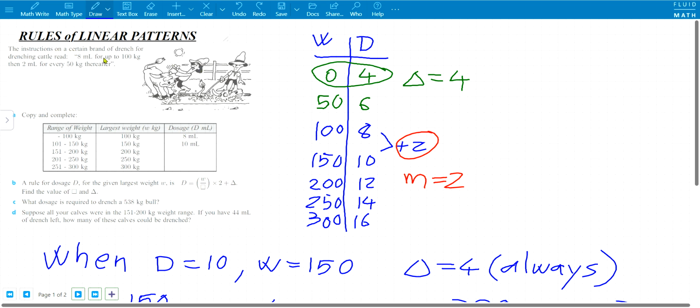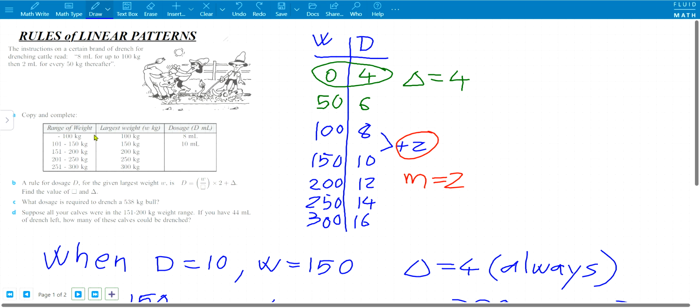All right, we are trying to find the rule for this pattern here, which is a little bit more complicated than our usual linear patterns. So the instructions on a certain brand of drench for drenching cattle read: 8 milliliters for up to 100 kilograms, then 2 milliliters for every 100 kilograms thereafter.